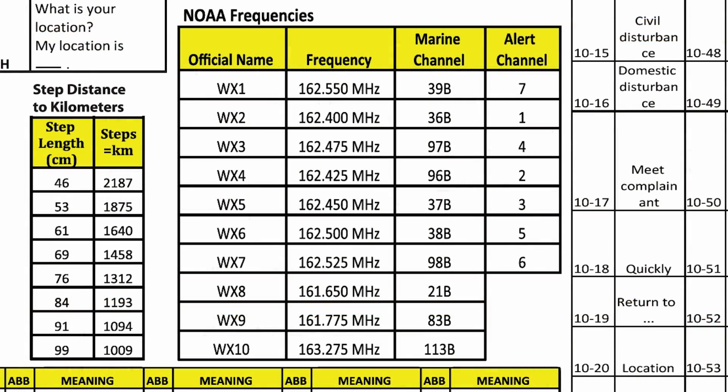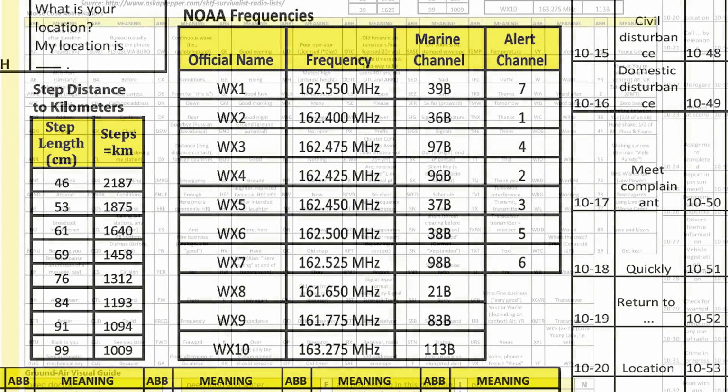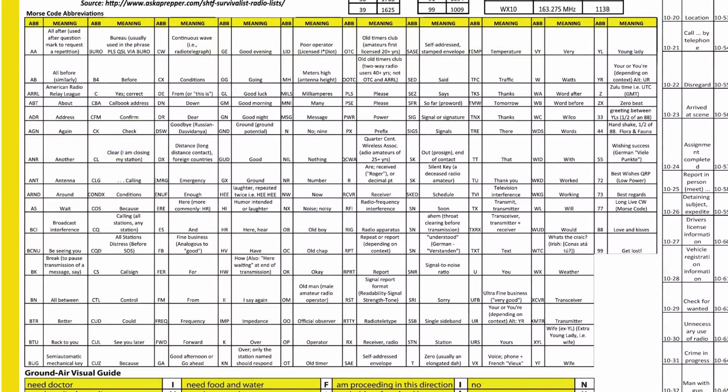We also have NOAA frequencies, so the weather bands, what the alert channel is, the frequency of the marine channel, and I also have a section here for Morse code abbreviations. For example, what does AB mean? What is B4? What is CX? What is GG? GG means going. What is NIL? That's nothing. What is SKED? That's schedule, and so on and so forth. So there's a large table for that as well.